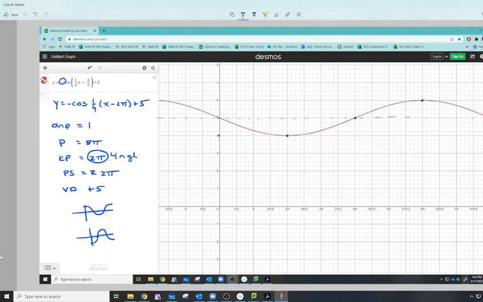So the moral of the story is, I made Desmos graph the entire thing, but then I was also able to build it from scratch. Have fun.